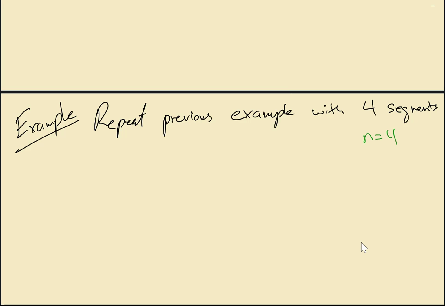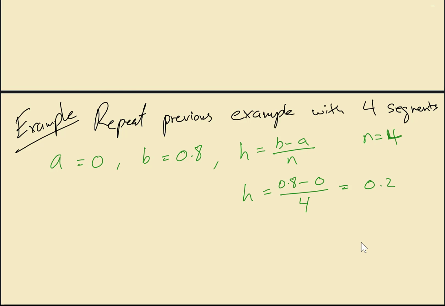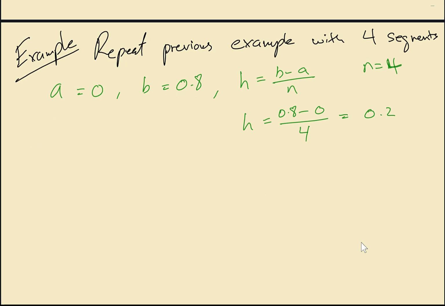So what's n in this case? n is equal to 4, right? So if I say on an exam, I want you to use 4 segments, know that n is equal to 4, okay? Technically, if you ask me, I'm not supposed to tell you, all right? So from the previous example, a was 0, b was 0.8. So in this case, h is going to equal (b minus a) divided by n, which is 0.8 minus 0 divided by 4. So instead of 0.4, we have an h of 0.2.